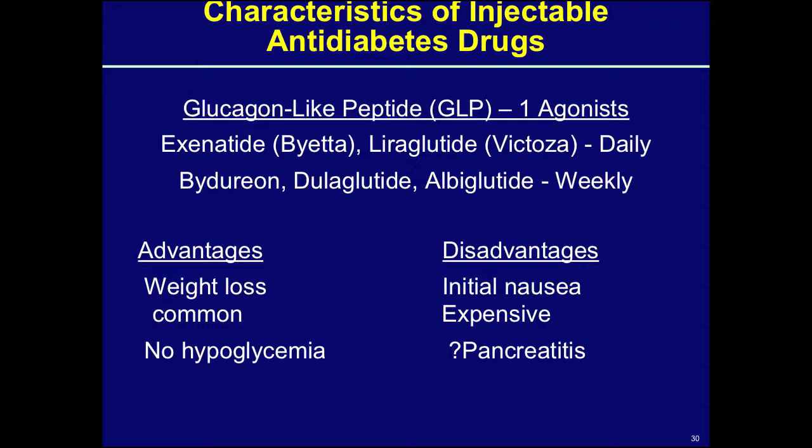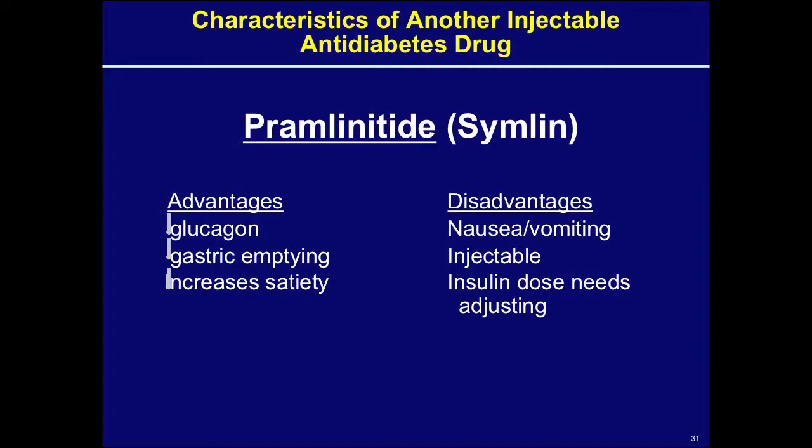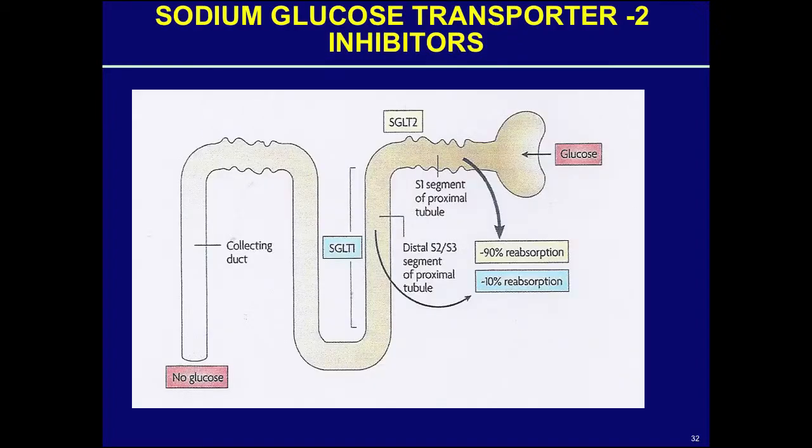So the advantages of this injectable drug are that it causes weight loss and does not cause hypoglycemia. However, 10 to 15% of patients will get initial nausea, sometimes vomiting. It usually goes away, but it is a factor. It's expensive, and it probably does not cause pancreatitis. It was thought it might, but the recent evidence suggests that might not be true. I won't even talk about pramlintide since we don't use it in the county, and it's usually only used in type 1 diabetic patients.